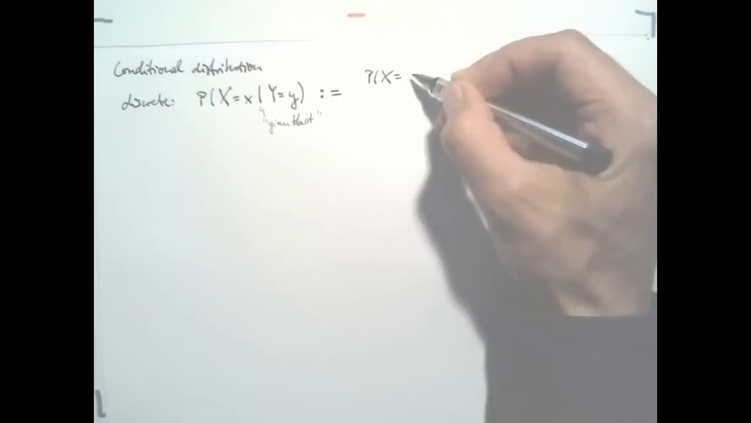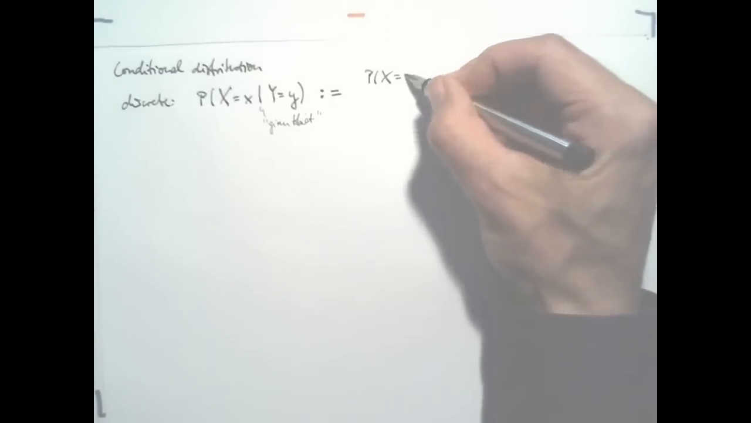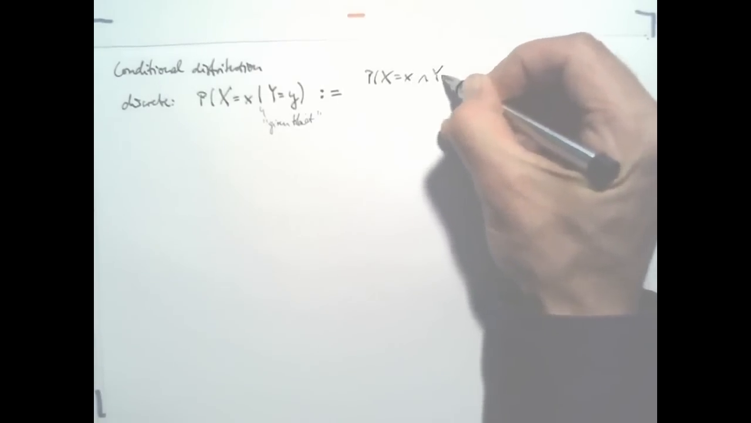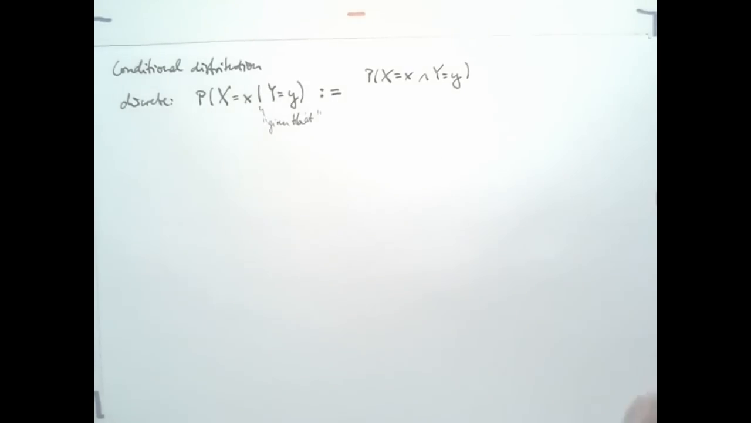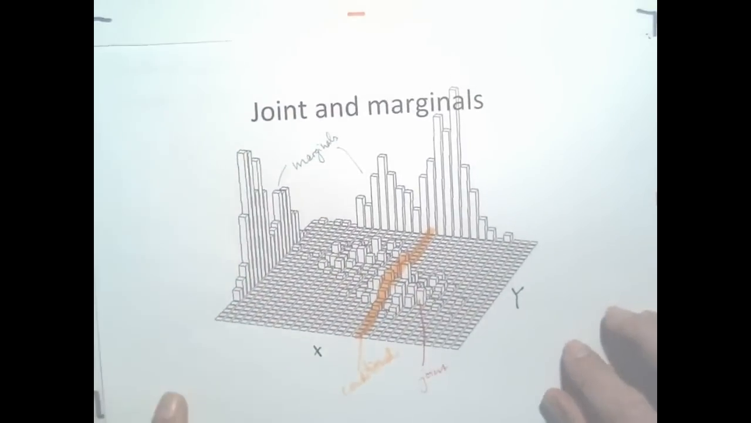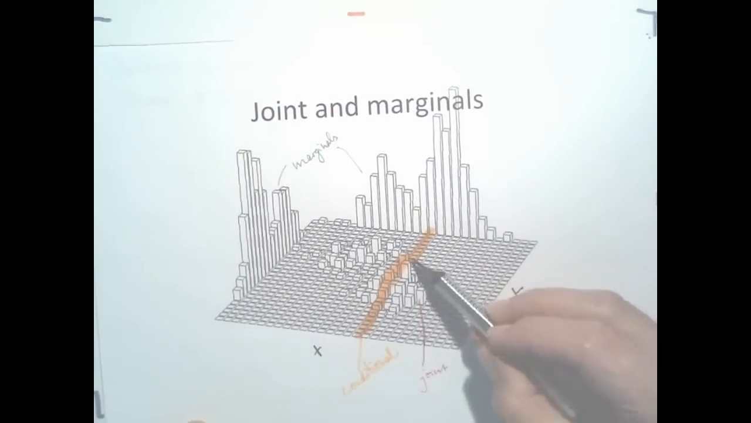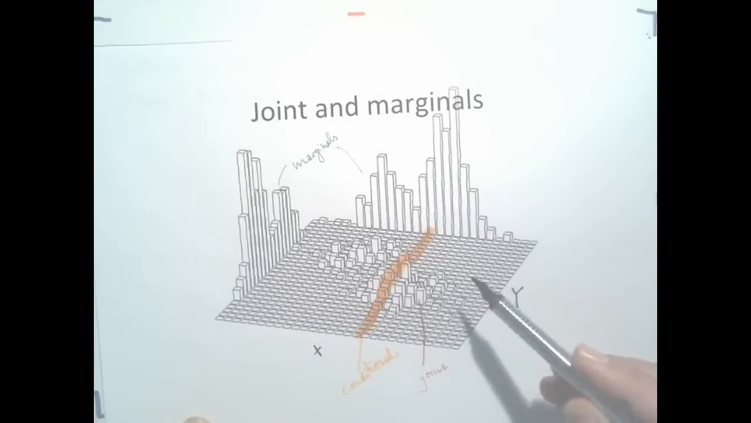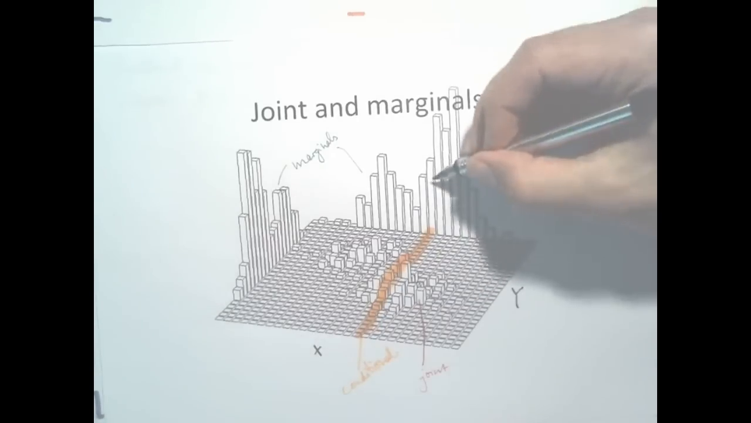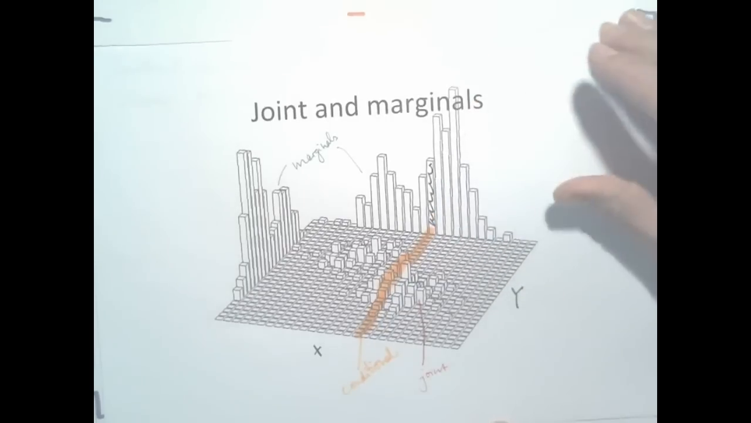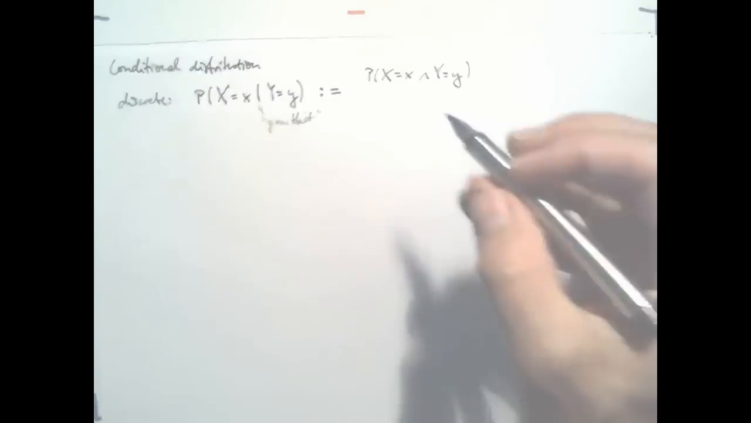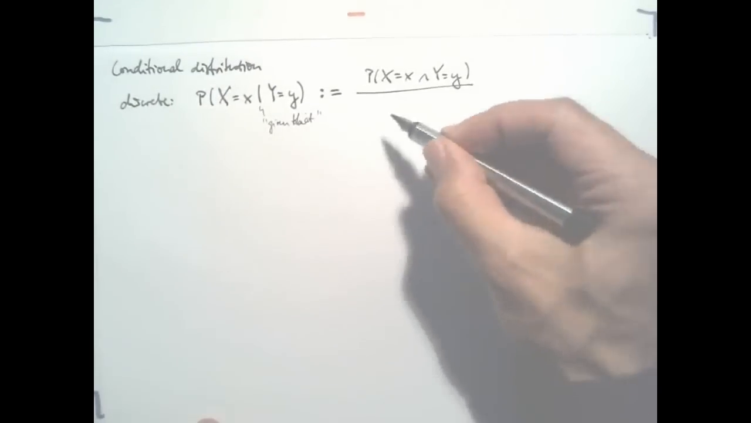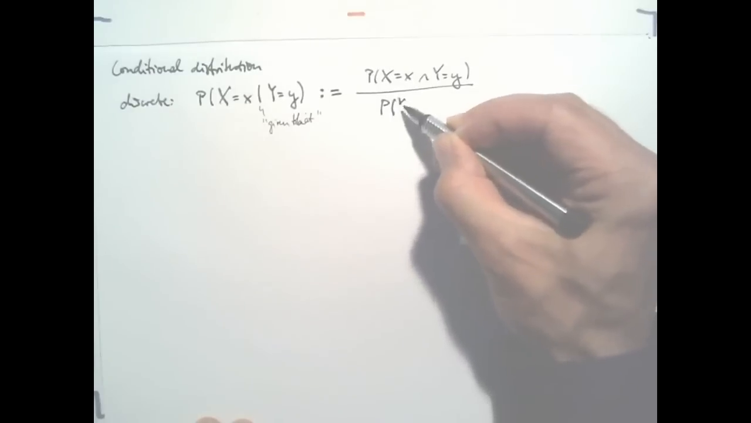Now, this is related to the joint, but we need to renormalize. You see that these things here, they look pretty low. So if I integrate along this orange line here, I will not get a 1. And this is why I need to divide by the overall probability, which was shown by this value here. So I divide by the probability of observing that particular value here.